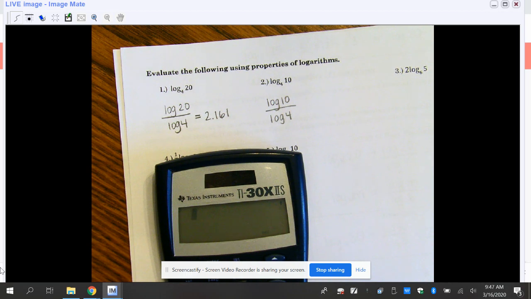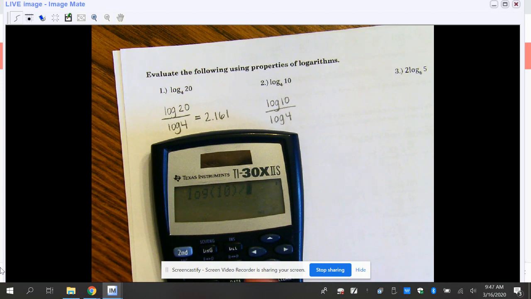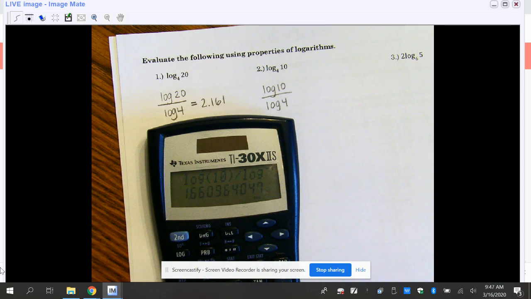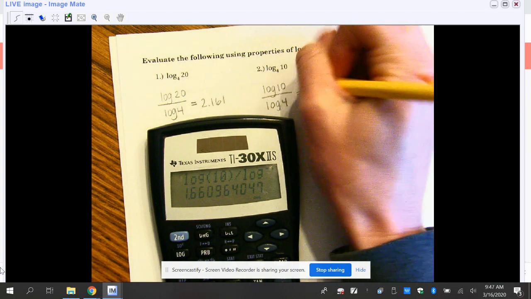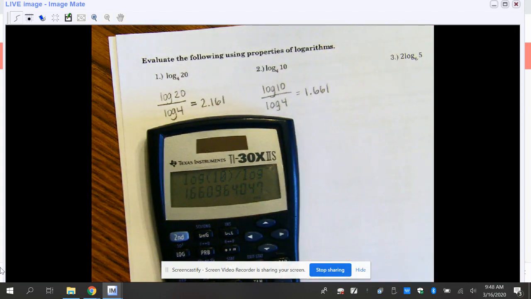So then when I type that in, now that I'm in base 10, it's going to be the log of 10 divided by the log of 4. So that's going to be about 1.661. Again, you can check that too because I evaluated for that exponent essentially, so I should get something pretty close to 10.